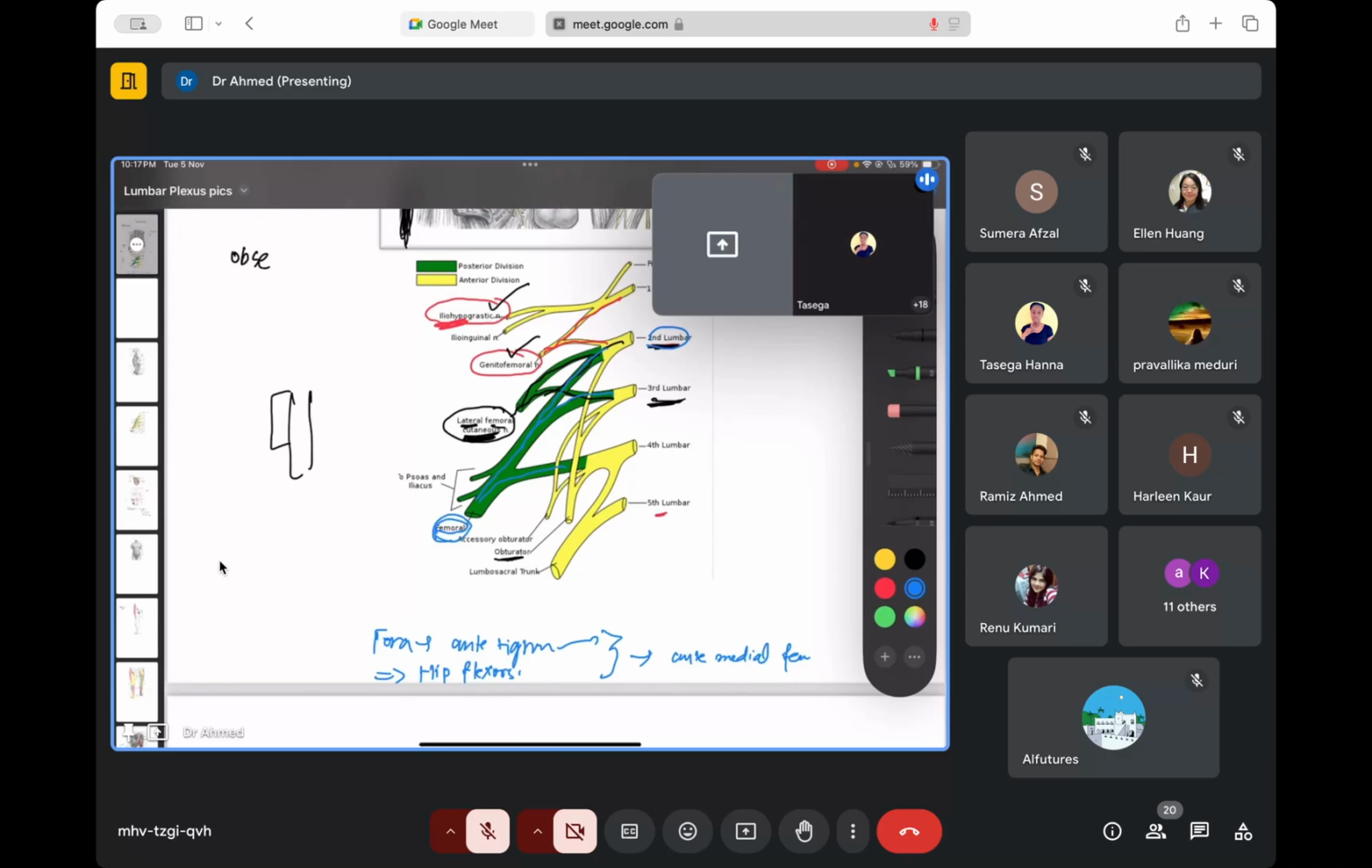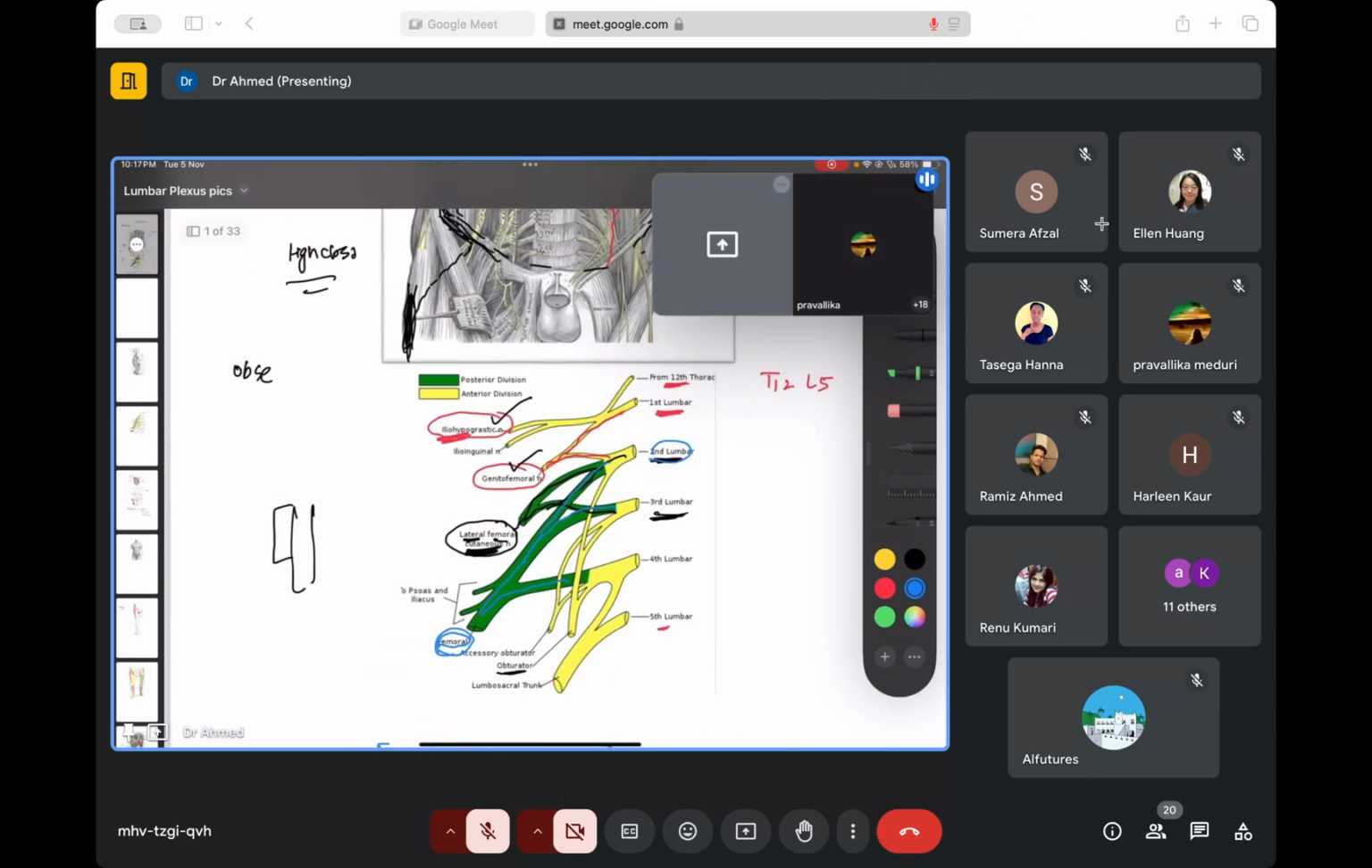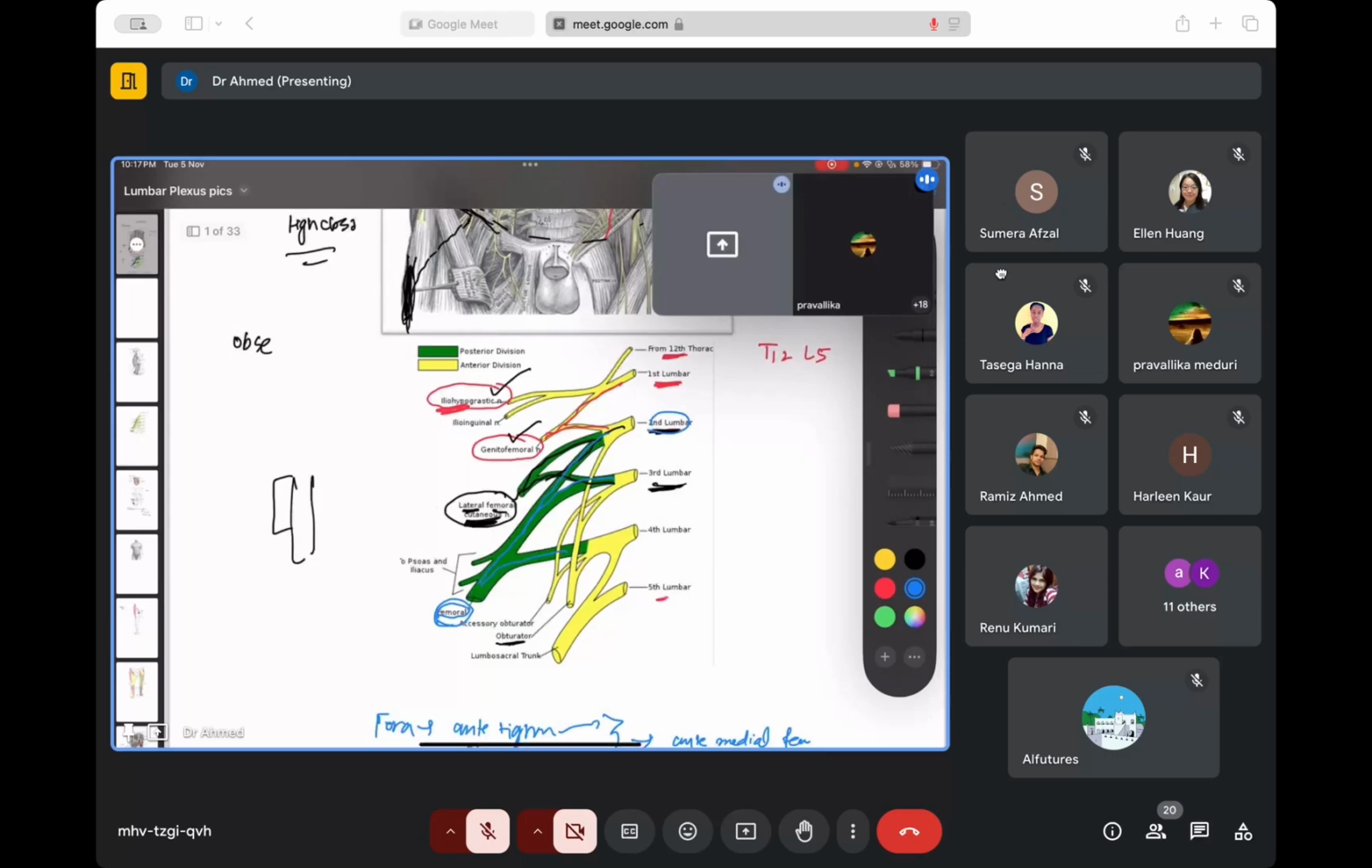Posterior displacement of your femur bone is going to damage your sciatic nerve. It's the largest nerve in your body. Here you can see this is your sciatic nerve.